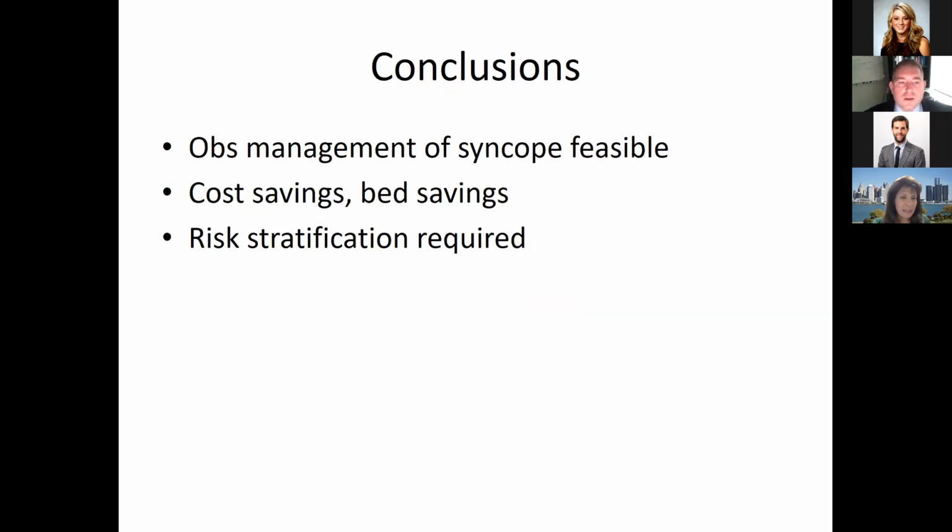So in conclusion, obs management of syncope is feasible. It provides cost savings, bed savings, risk stratification is out there, is validated, and can be brought to an emergency department near you. Thank you very much.